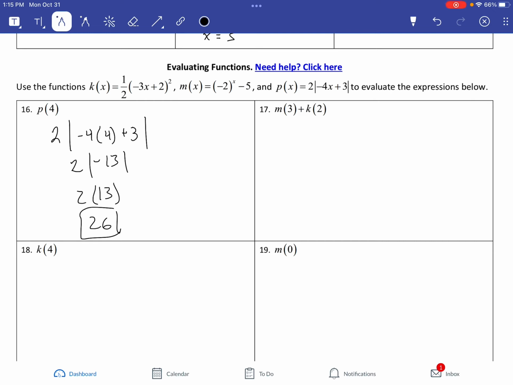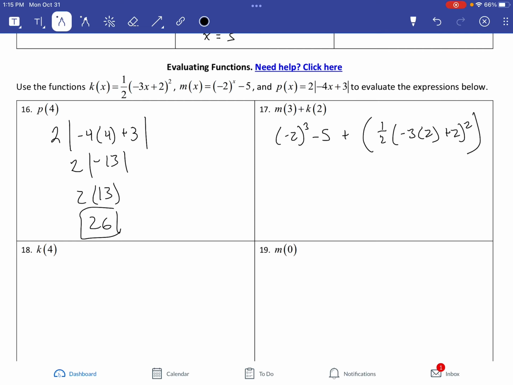The next one. M of 3 plus k of 2. So we're going to put 3 in for the m function. So we have negative 2 to the 3rd power minus 5, plus the k function is 1/2 times negative 3 times 2 plus 2 squared.